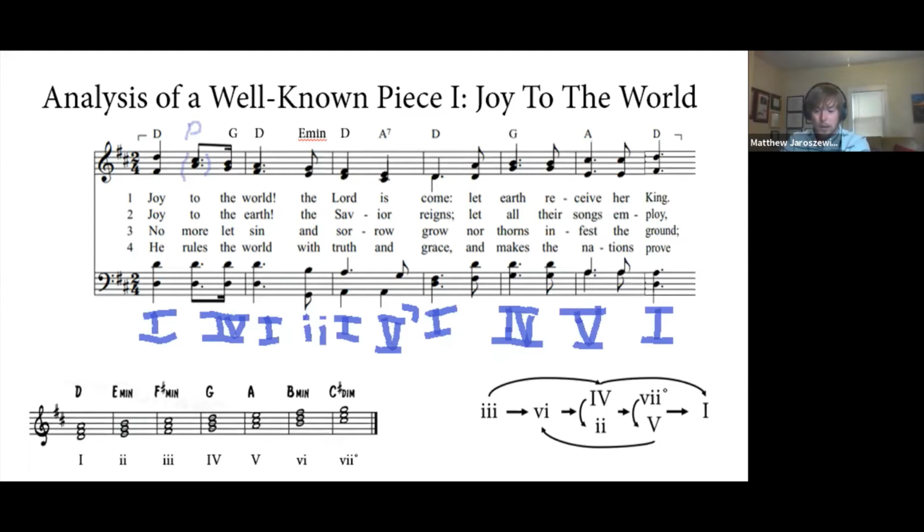From 1, we can go anywhere. We go to 2, and then our 1 in second inversion, our 5 with a little 7th added in, and back to 1. The second phrase is even simpler. We start from 1, go to 4, go to 5, and back to 1. So now, from there, let's move on and take a look at the second line of this piece.